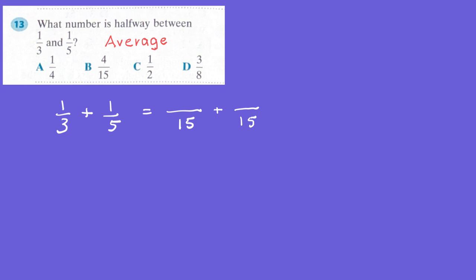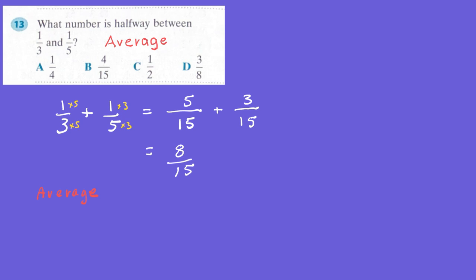So our first fraction, we will just multiply both sides by 5, and the second one we will multiply by 3, and also here by 3, and now we have 5/15 and 3/15. So that's easy enough. We can add that together. And that becomes 8/15. Now to find the average, we need to divide it by 2.